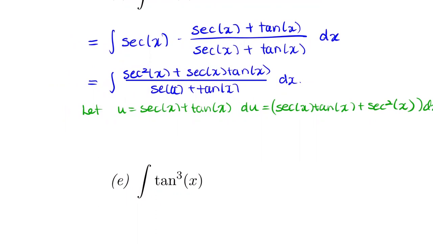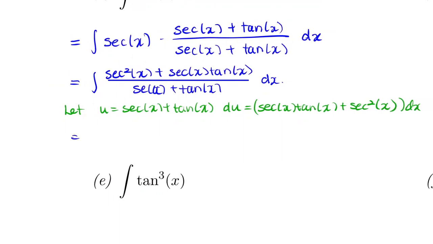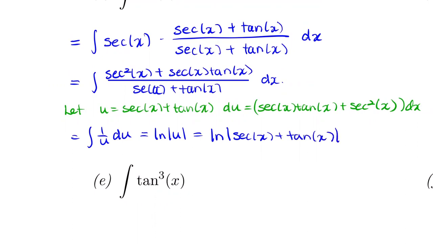So if we apply the substitution, we're just going to get the integral of 1 over u du, which is just going to be the ln of u. And so that's going to be ln of secant of x plus tan of x plus c.